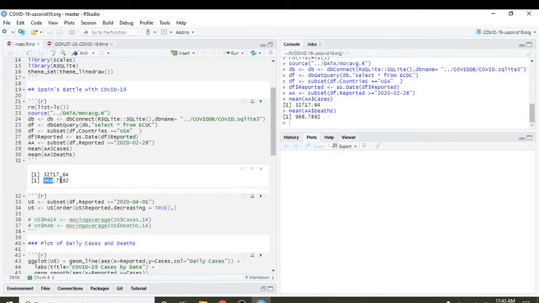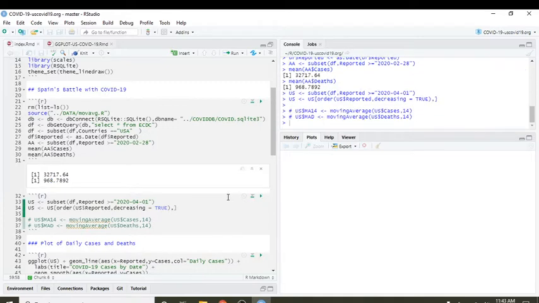So the average number of deaths per day since February 28th, the day of the first reported U.S. COVID-19 death, is 968, or rounded up to 967. The current average cases per day is at 32,717 or 718. So let's just do a quick movie.